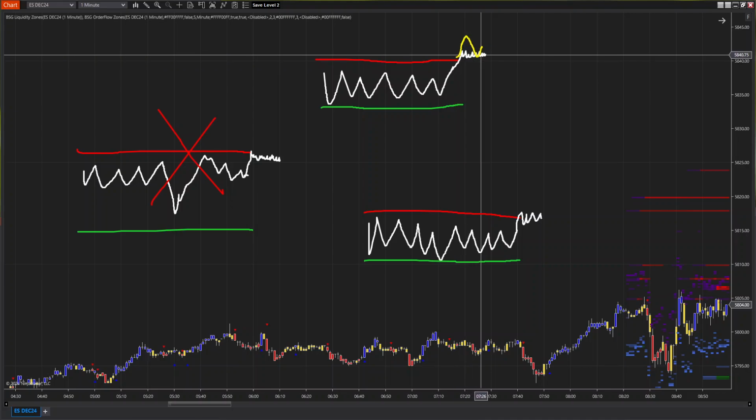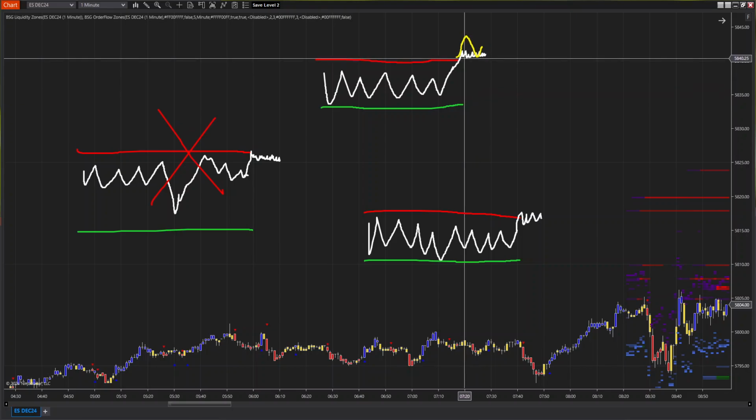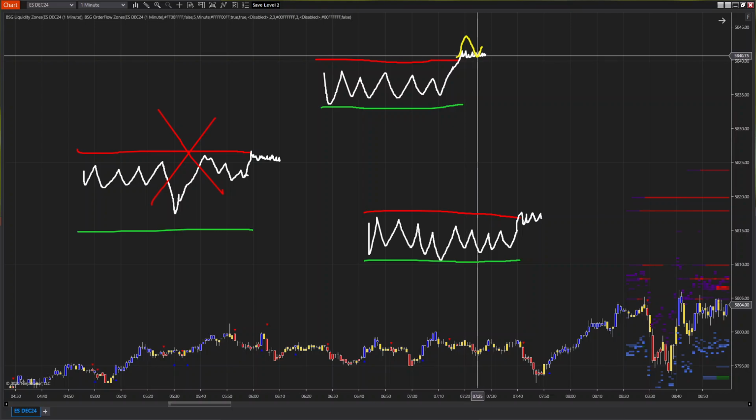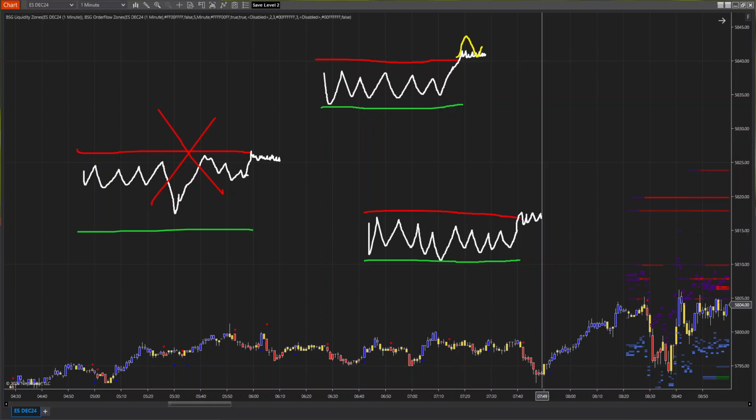Still I will take this trade. Why? It stays above, it's not going down. That means there's support in there. I will take this trade. That means this is a setup, you can still take it.